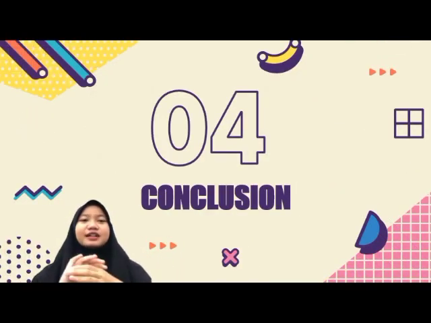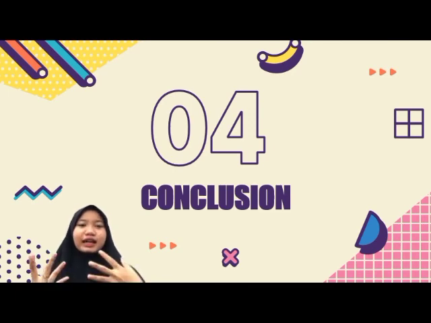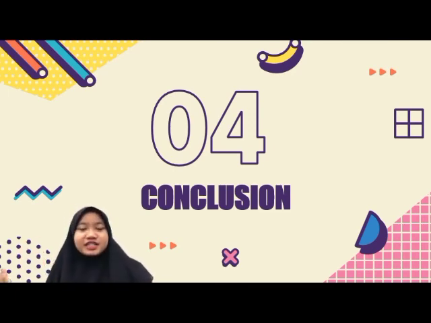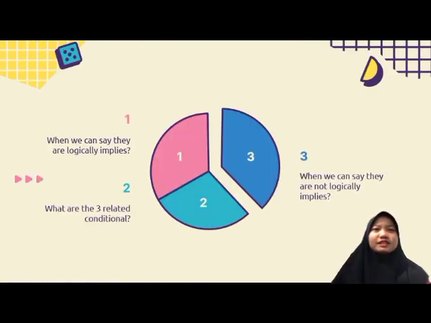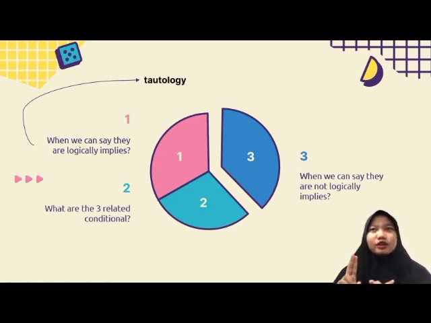Okay, the final content is the conclusion. What can we conclude from the explanation and the examples from before? First, when can we say that they are logically implied? When both p and q are false, then the statement is true. When both statements are true, then the statement is also true. When p is false, and q is true, then the statement is true.